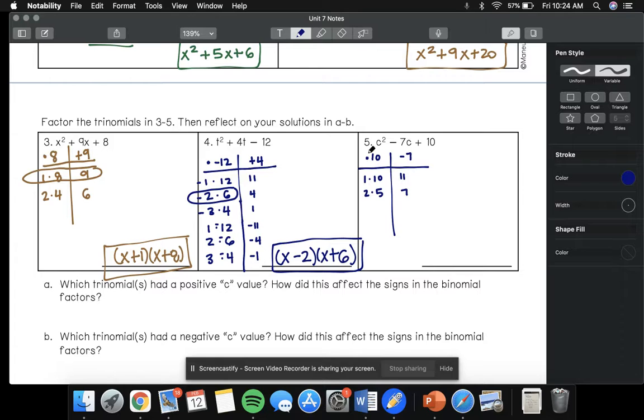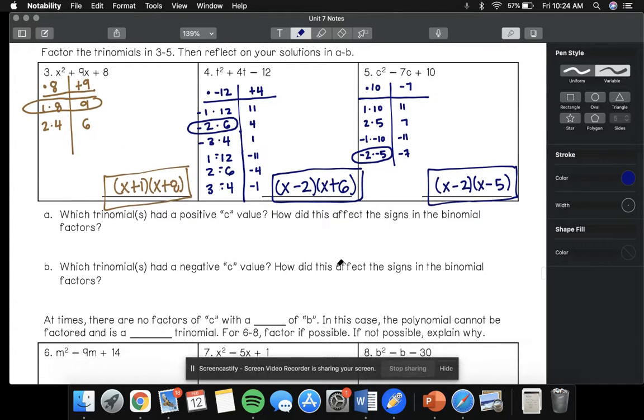So we need to think about other factors that multiply to a positive 10. Well, a negative 1 and a negative 10 do multiply to positive 10, and so does a negative 2 and a negative 5. Okay? So negative 1 plus negative 10 would have a sum of negative 11, and negative 2 and negative 5 would have a sum of negative 7. So this right here fits my puzzle. So my factors are x minus 2 and x minus 5.